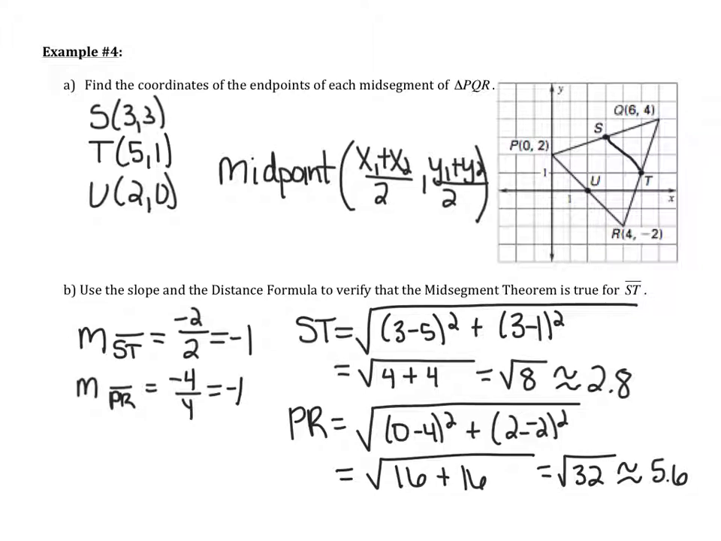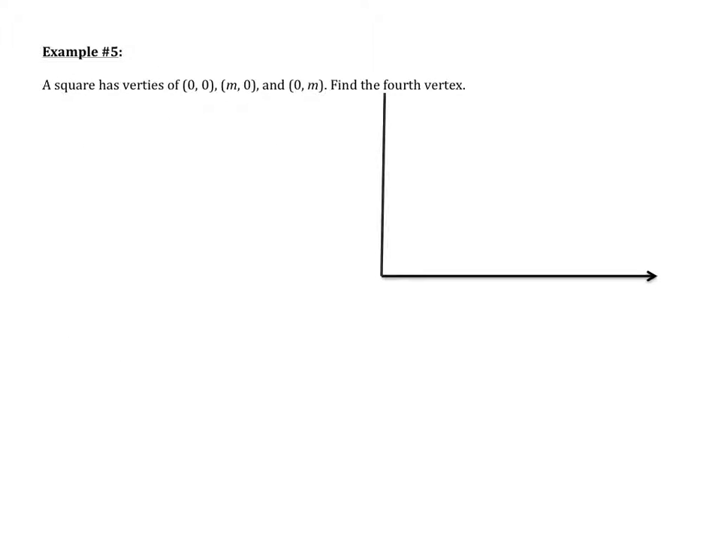Example number 5, a square has vertices of (0, 0), (m, 0), and (0, m). Find the fourth vertex. It is exponentially easier to do these problems if you draw a picture. So our first point is at (0, 0). So here's our first point, (0, 0). Next we have (m, 0), so that means it's going out m units and it has a point.